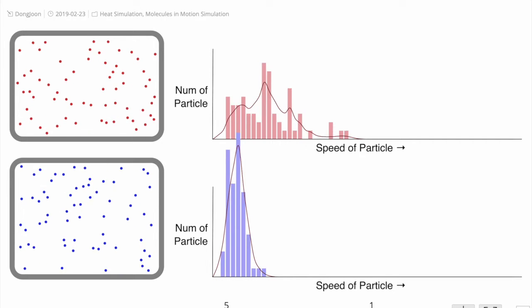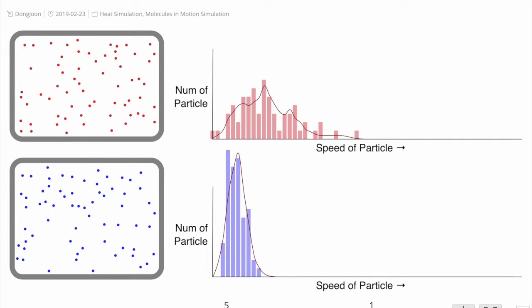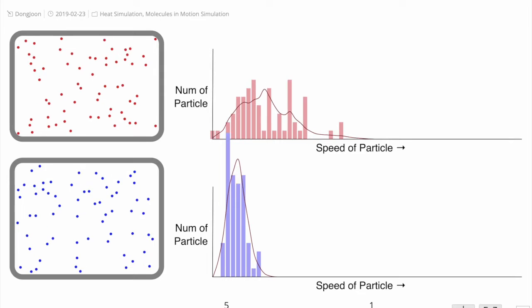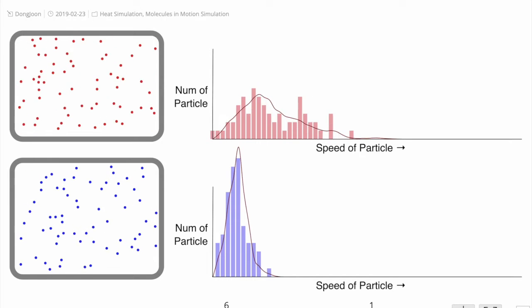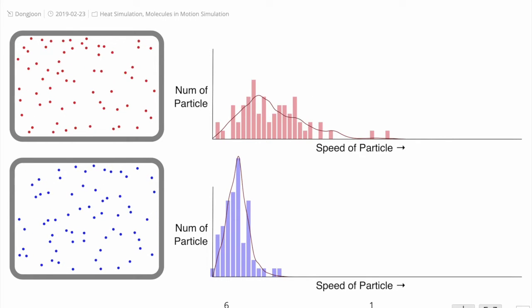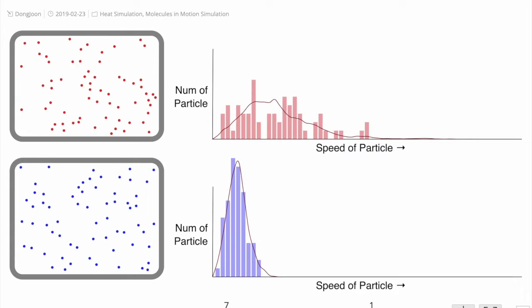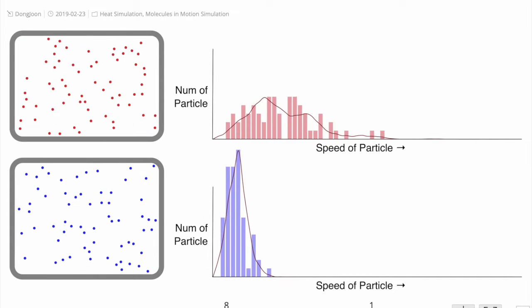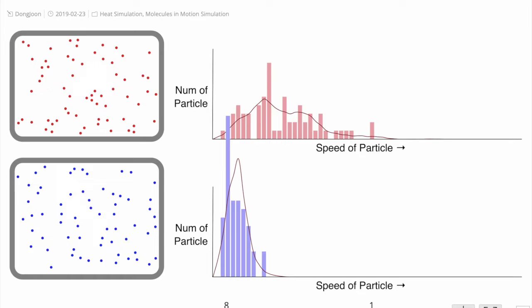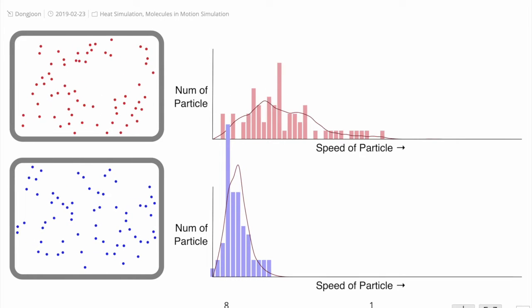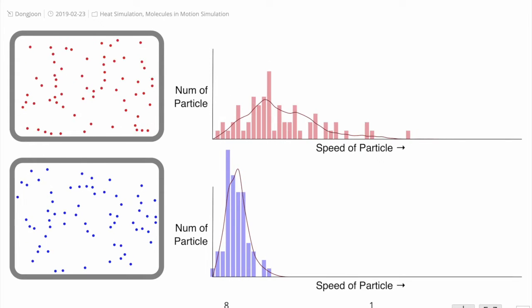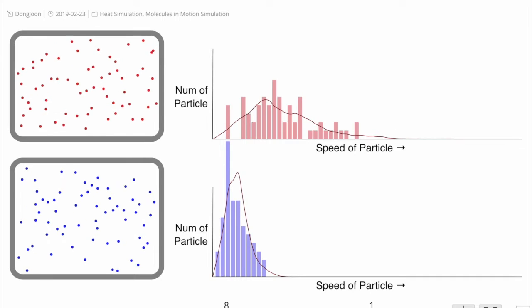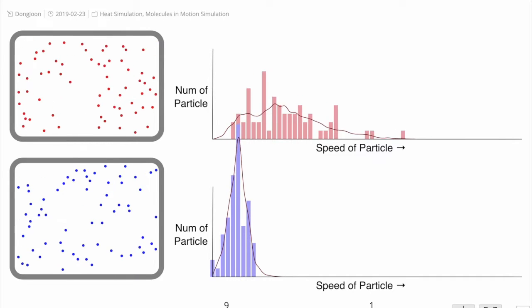If we look at the left-hand side of the screen, we can see that the red particles are starting to move faster than the blue ones. Now there are still the same number of particles total. Nothing's changed there. They're just moving faster. But when we look on the right, we can see that the curve is starting to shift towards the right, and it's starting to get flatter.